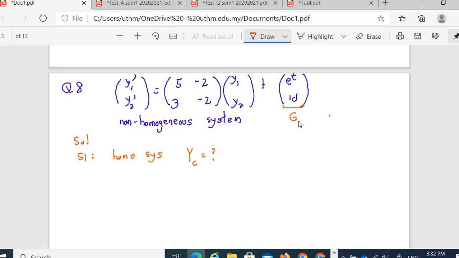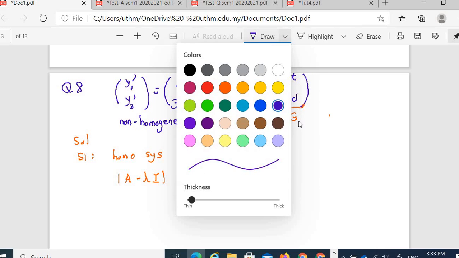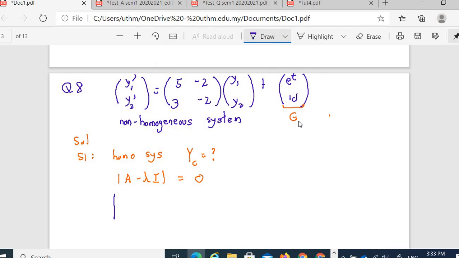the eigenvalue. To get the eigenvalue, you will let the determinant of A minus lambda I equal to 0. So for matrix A, the main diagonal is just minus lambda. So this is 3, negative 2 minus lambda equal to 0.